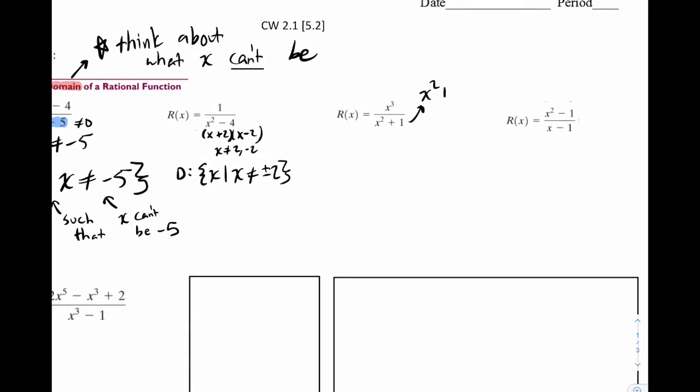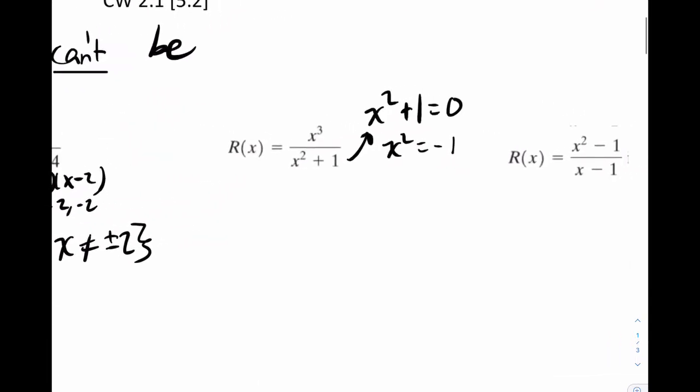This one's pretty weird. If I try to make this equal to 0, look at what happens here. You get x squared equals negative 1. And in 2a, we would use a complex number. But in 2b, we're not going to deal with that. We're just going to say this can't happen. You cannot square root a negative number and get a real number back. Which means there is no way to make this bottom thing equal to 0. So your domain is actually all real numbers.